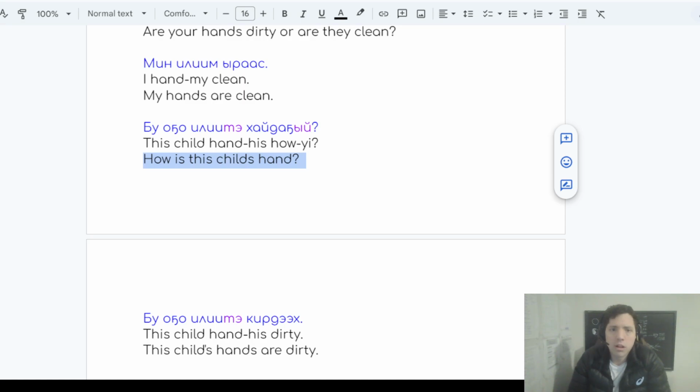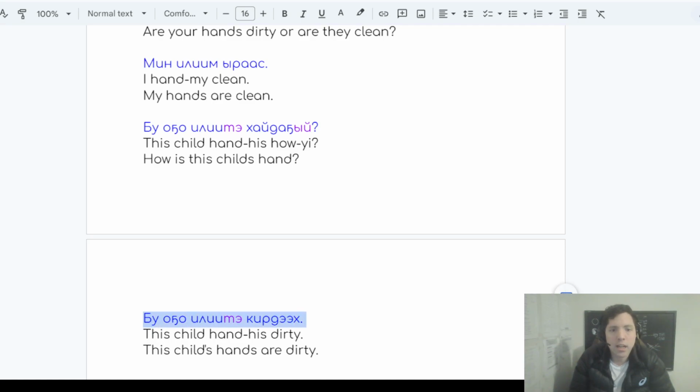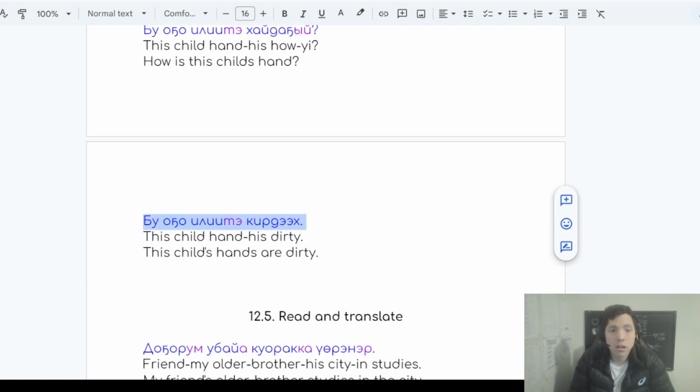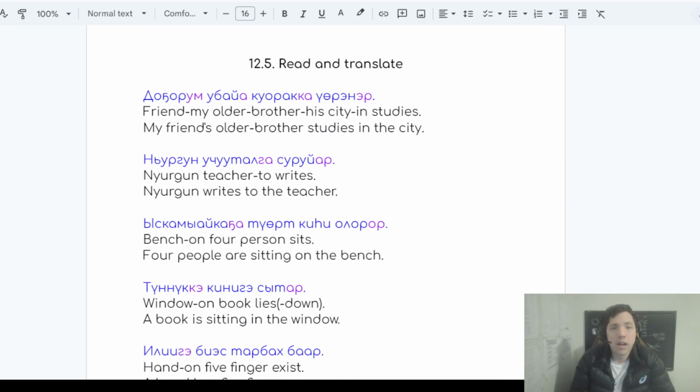It's kind of weird in English, but anyway. Bu ora ilite haidari. This child's hand is dirty. Bu ora ilite kirdech. Now we have to read and translate, which again, read. It's the second section of reading.